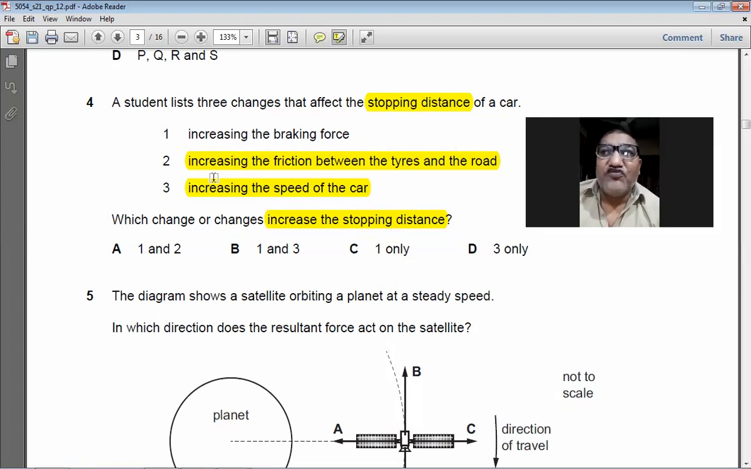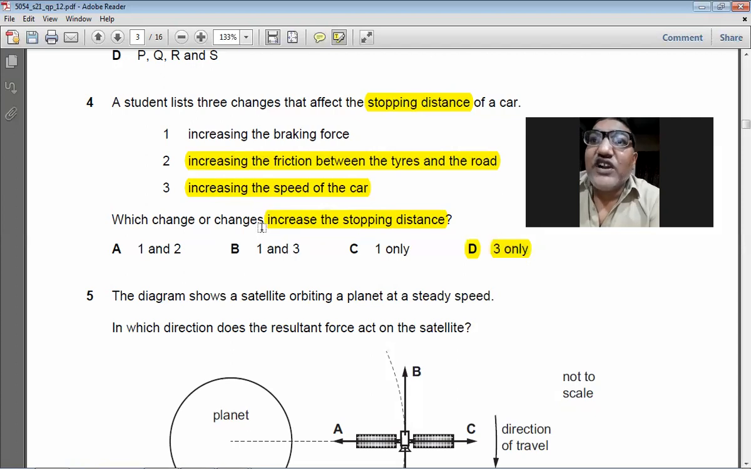The C option is 1 only. 1 means increase the braking force, and that cannot be the answer because increasing the braking force might decrease your stopping distance. But we are looking for that option in which we have a factor which will increase the stopping distance. So the number 3 is the D option, 3 only. 3 only is increasing the speed of the car. Yes, when the speed of the car is more, the stopping distance is automatically increased. So D is the right choice.